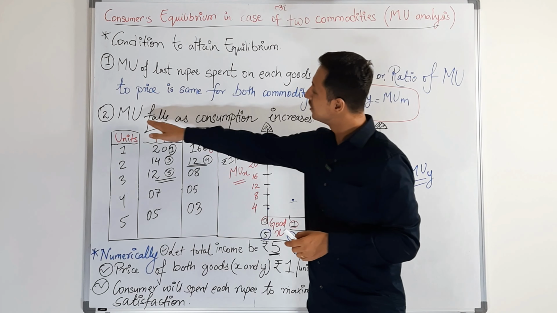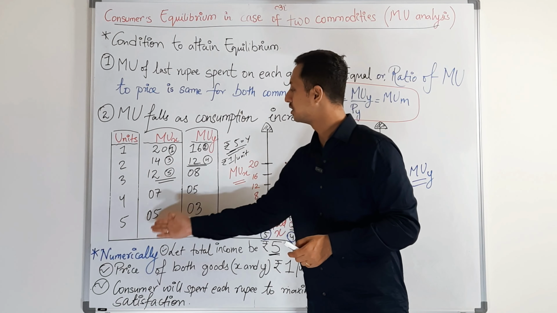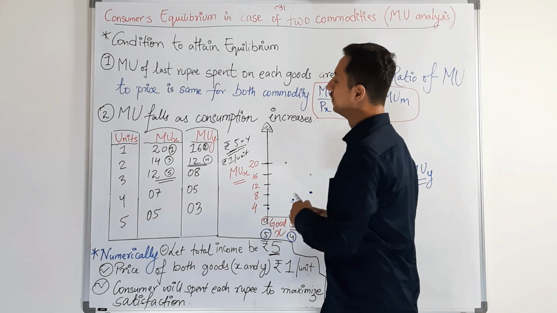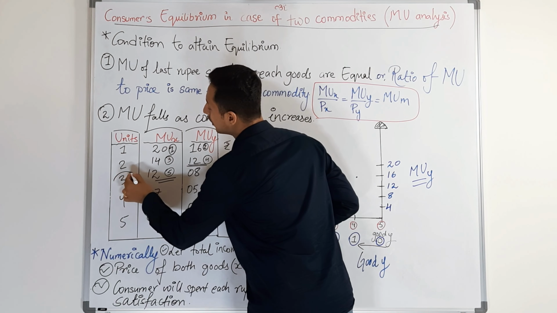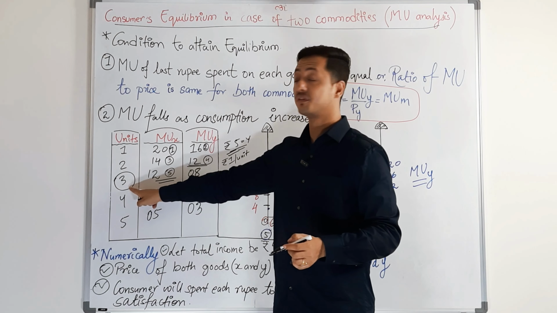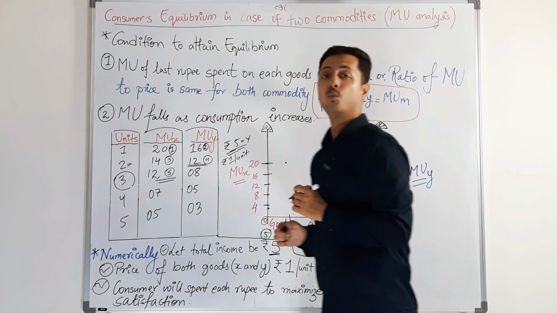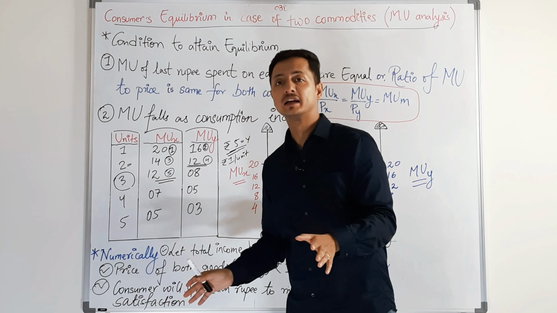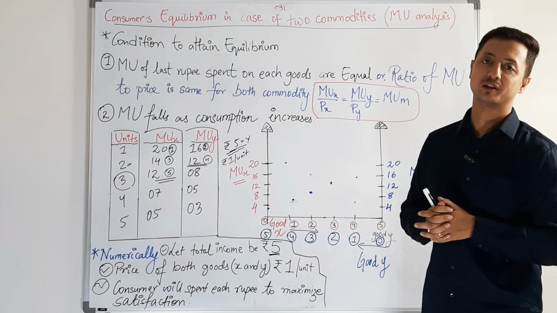Numerically, the second condition can also be seen fulfilled here, because marginal utility falls as consumption increases. So both the conditions are fulfilled, right? And the consumer will attain equilibrium when he or she is consuming 3 units of good X and 2 units of good Y. So numerically we have already attained it. Now diagrammatically, let us see how we attain consumer equilibrium.